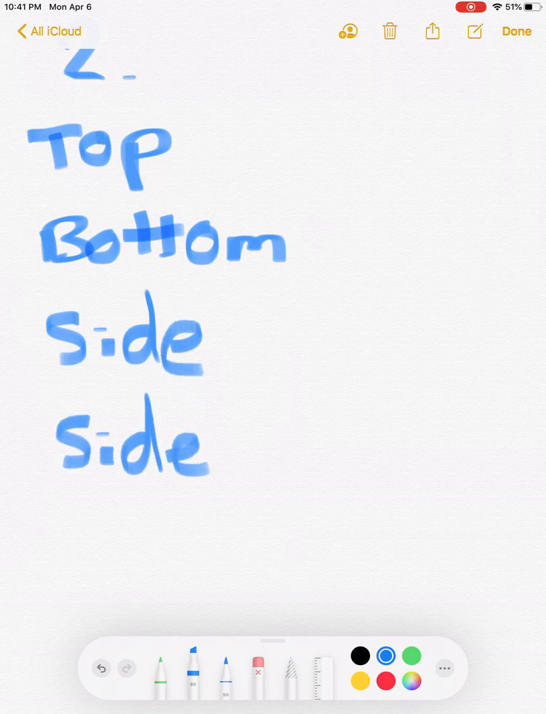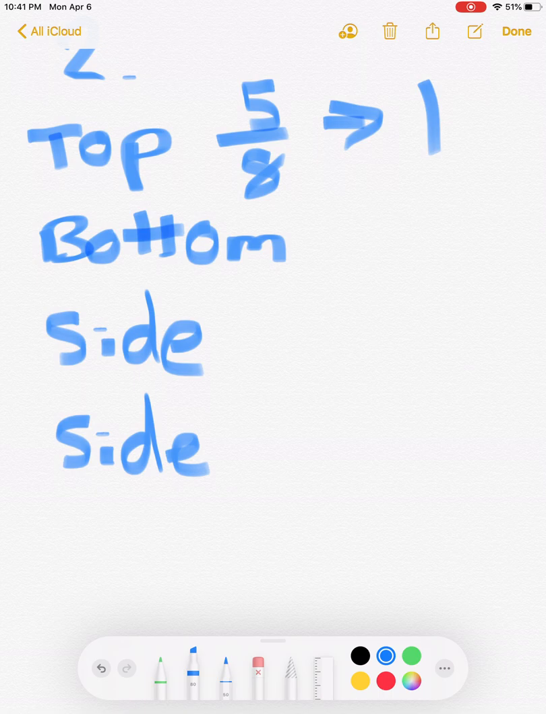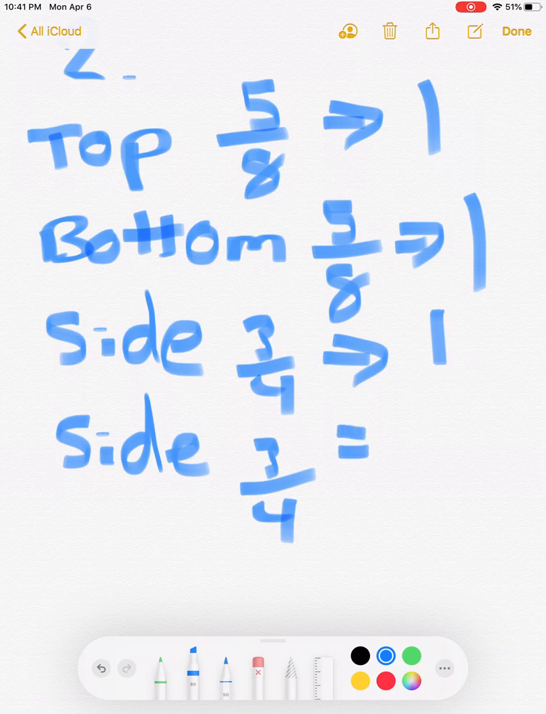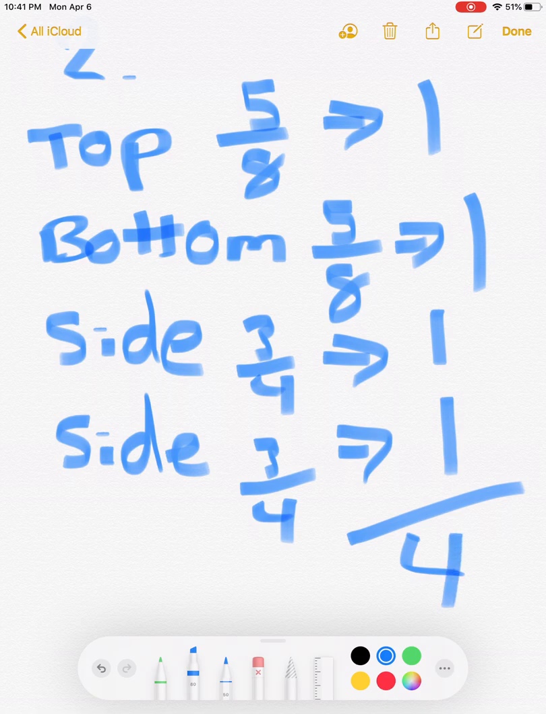The top 5/8 rounds to the nearest whole number of 1. 5/8 is also the bottom. It also rounds to 1. It shouldn't surprise you that the top and bottom of the frame are equal. The two sides are the same too. One side is 3/4. It's estimated to the nearest whole number of 1, and the other side is 2. So now we have 1 plus 1 plus 1 plus 1. How many feet of wood does he use? He uses about 4 feet for one frame.